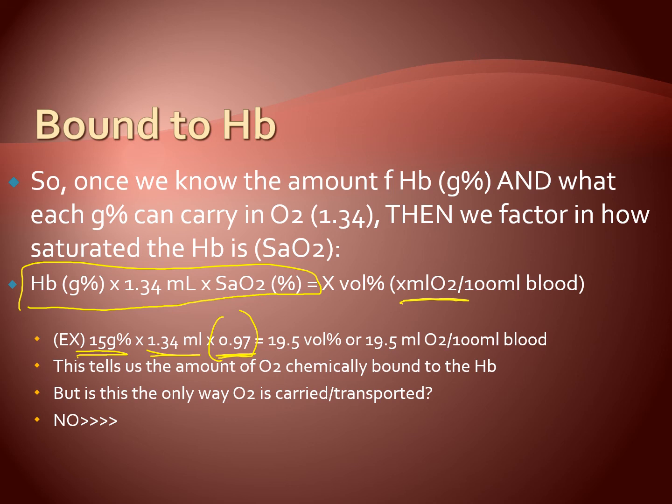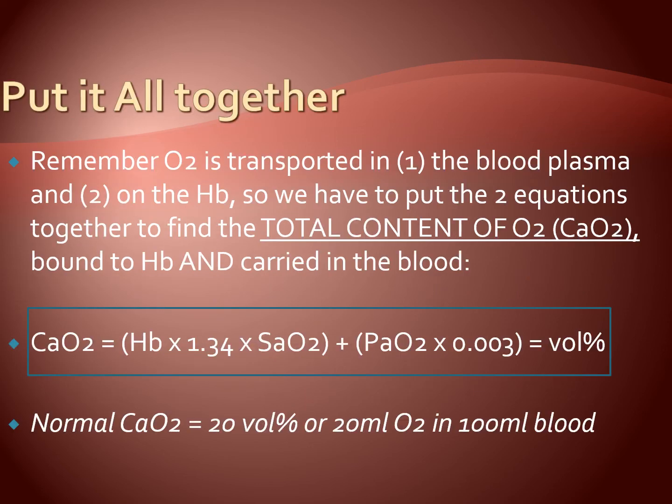So on this patient, we get 19.5 volumes percent, and that's the unit I want you to use. It means 19.5 milliliters of oxygen in that 100 ml blood sample are bound to hemoglobin. How much is bound to the hemoglobin? But is bound to the hemoglobin the only way oxygen is carried or transported? No, you know that it's also carried in the plasma.